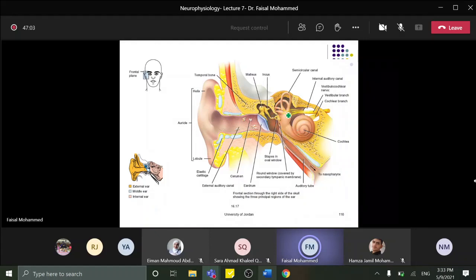Now beyond the eardrum, in the middle ear there are three ossicles, three bones. Malleus, the hammer, incus, the anvil, and stapes, the stirrup. These three ossicles vibrate with the tympanic membrane. So when the tympanic membrane vibrates, they vibrate like this. Now the stapes here lies on a membrane that is oval in shape. It's called the oval window. Below it there is another membranous closure called the round window. The middle ear is connected to the nasopharynx by a tube called the auditory tube or Eustachian tube, the Eustachian canal.